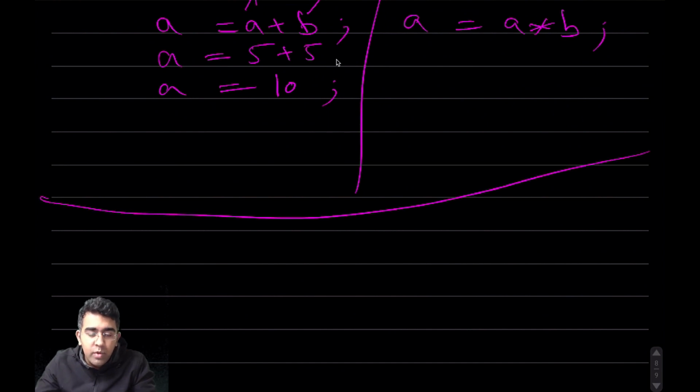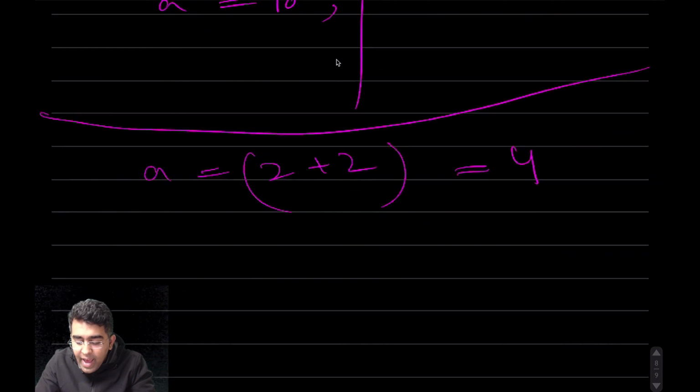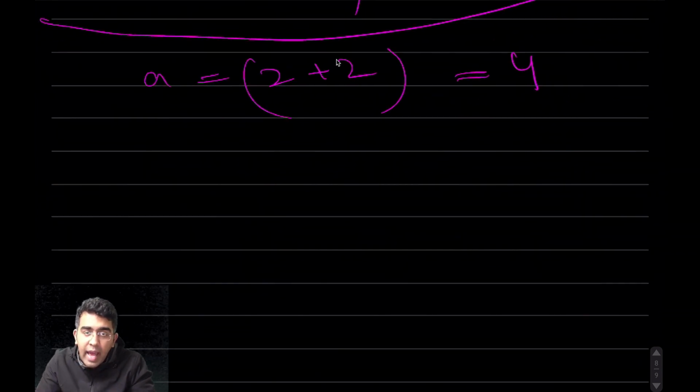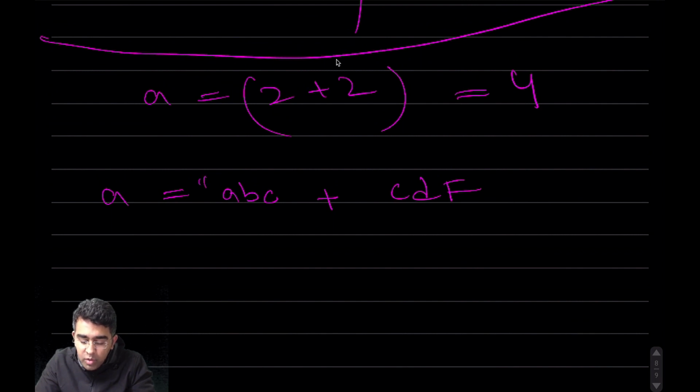Now next thing we're going to talk about is some of the string operations. So a plus operator can also be used as a concatenate operator. So if I say a is equal to 2 plus 2, so we know that 2 plus 2 will be equal to 4. But how about if we have a string, we want to add the two strings together. So if I say a is equal to abc plus cdf, and what's going to happen? It's going to cause an error because string always goes into single quote or double quote.